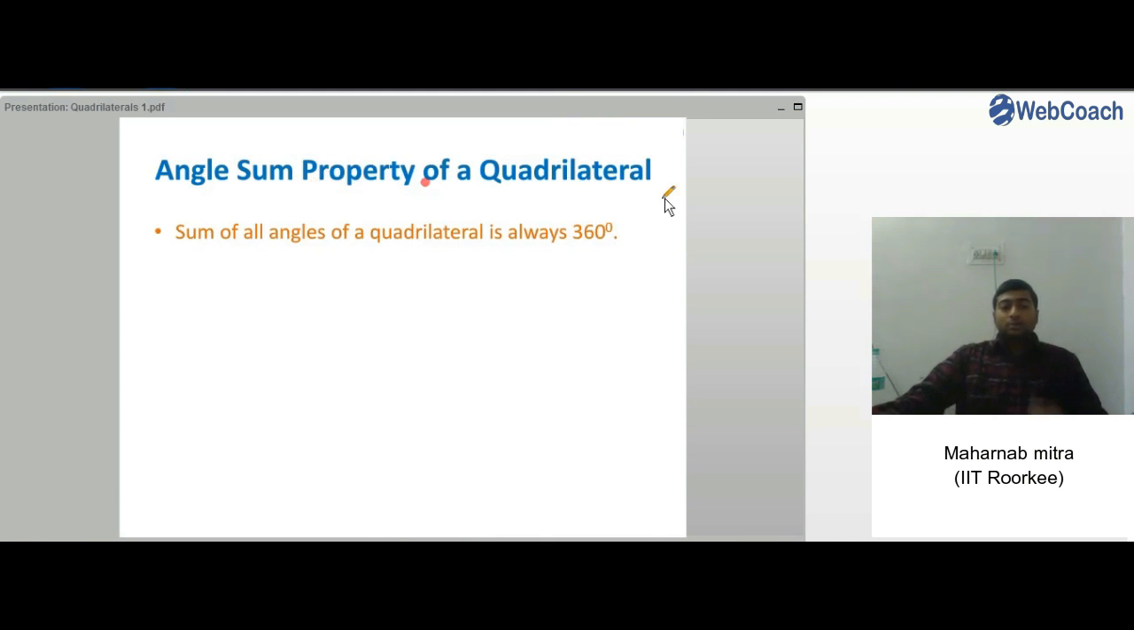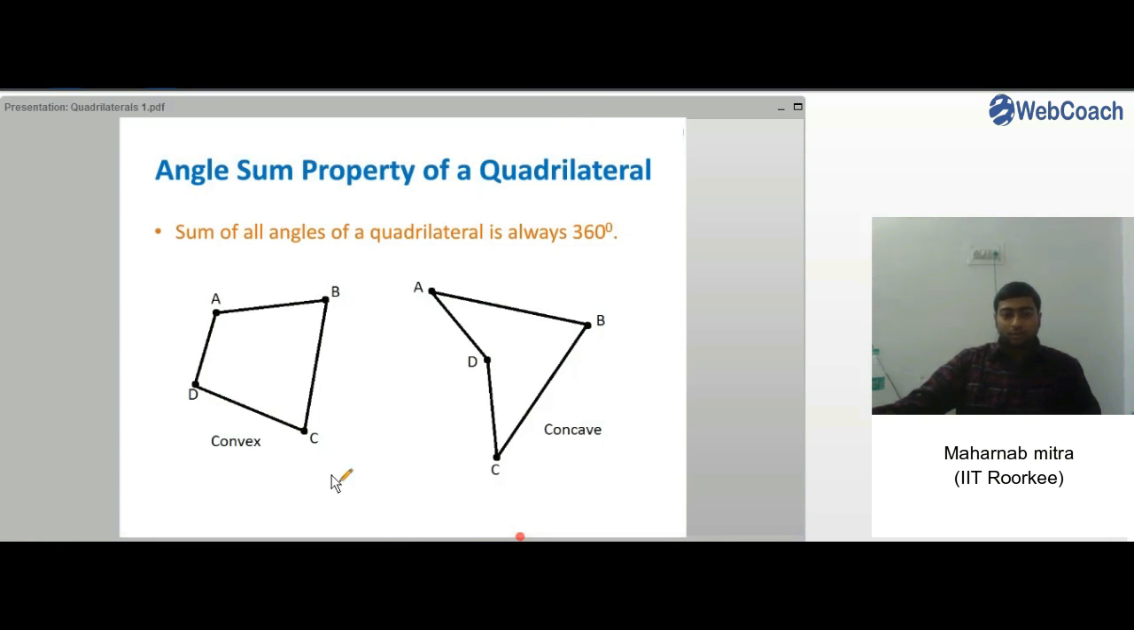So let's come to our next topic, the angle sum property of a quadrilateral. This states that the sum of all the angles of a quadrilateral is always 360 degrees. And how is it so? Let us find out. Let us look at the convex and concave quadrilateral once again.